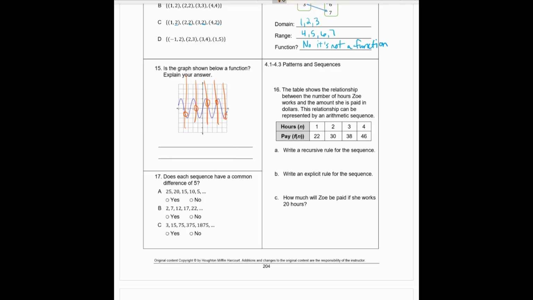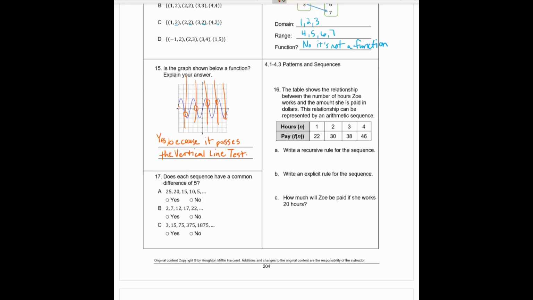Even if it was just like a teeny tiny place where over here, like maybe it looped back a little, that would be bad and it wouldn't be a function. So is the graph shown below a function? Yes. And our explanation is because it passed the vertical line test. Or you could say something about each input only having one output, and that would work as well.